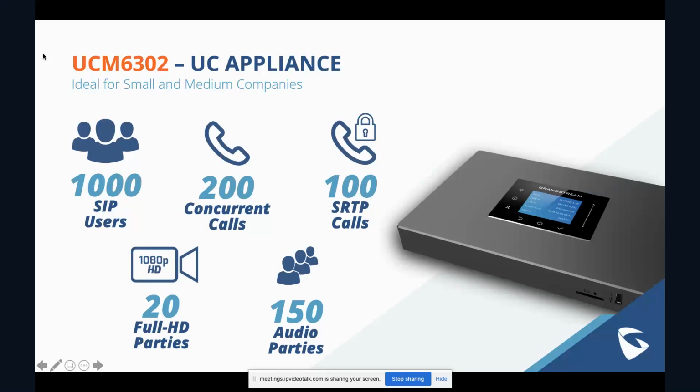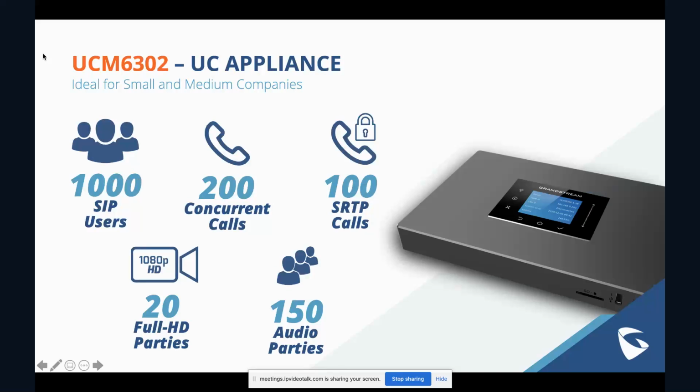The 6302 doubles the amount of users, supports up to 1,000 users or 1,000 endpoints, 200 concurrent calls, 100 of those SRTP encrypted. And this increases the meeting and conferencing support from the 6301. Here you get 20 video attendees and up to 150 audio attendees. And just like I mentioned, this is accessible from PC or desktop through the Wave app.